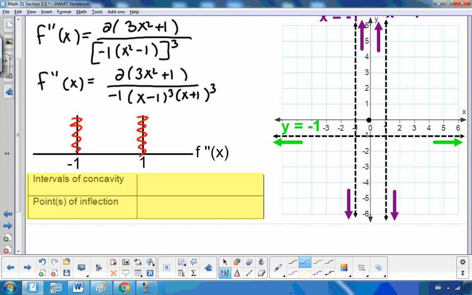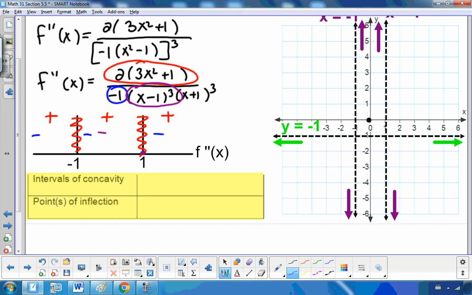Okay, so in the top, 2 times 3x squared plus 1. This is always going to be positive, because when I square a number, it's positive, times by 3, still positive, add 1, positive, times by 2, still positive for all of the intervals. Okay, in the denominator, I have a negative 1, so that will be, because it's a constant, negative in each of the intervals. X minus 1 cubed, that is 0 at positive 1.